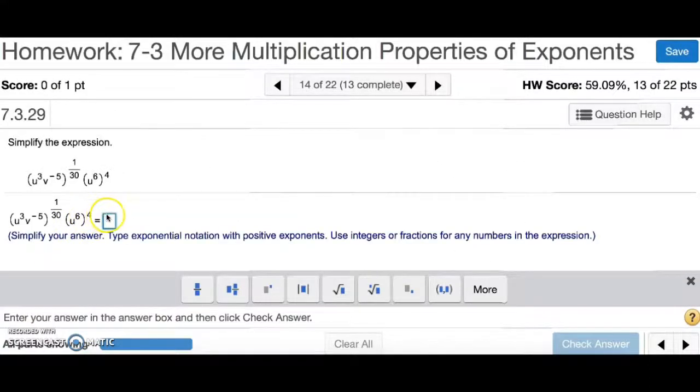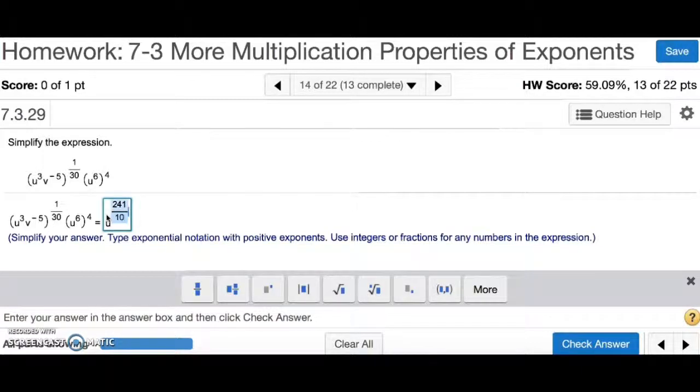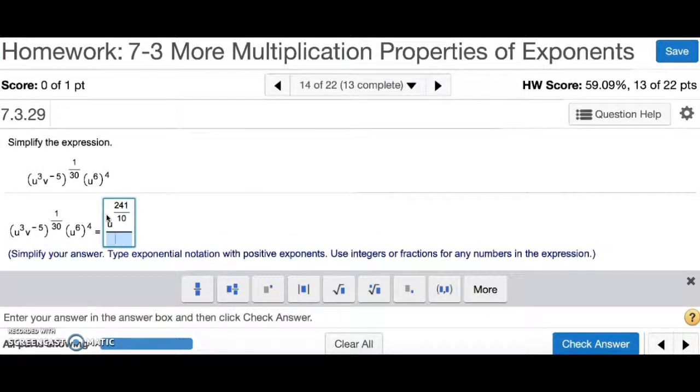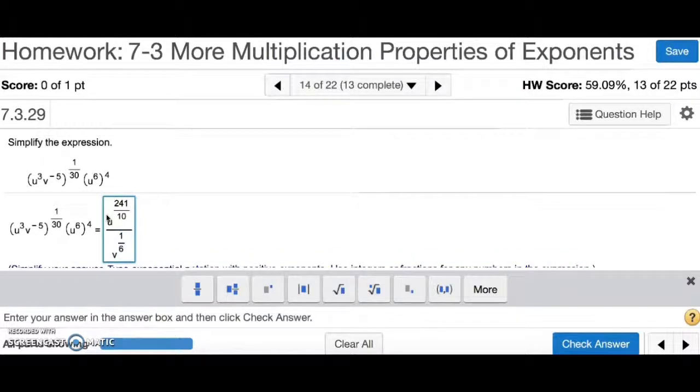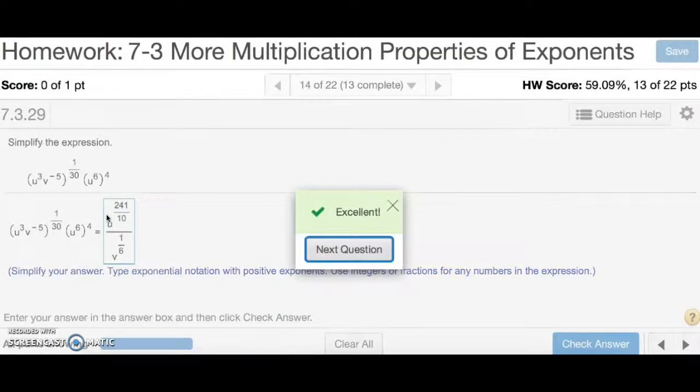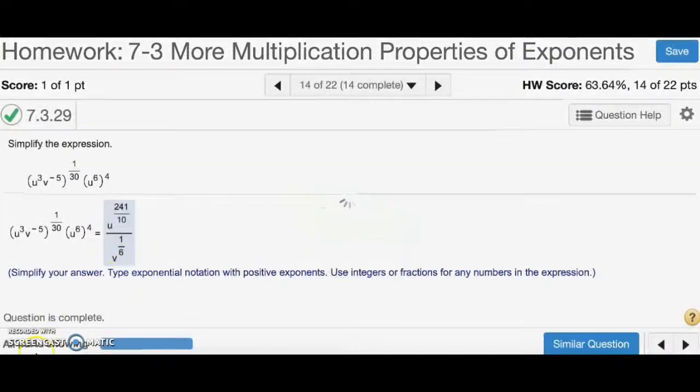Alright, typing that in, I have u to the 241 over 10 power, all divided by v to the positive 1 over 6 power. And that is correct. That is number 14.